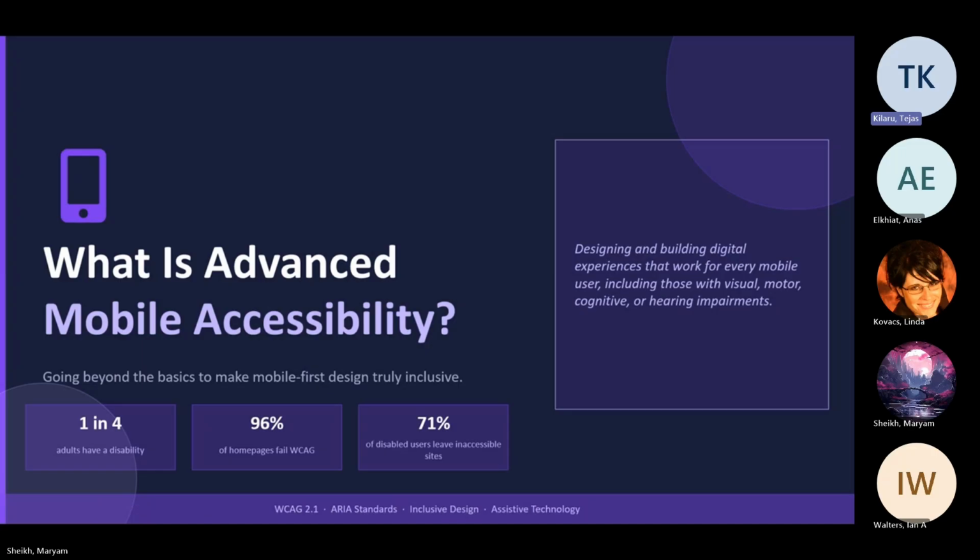Advanced mobile accessibility is about making sure your app or website works for every user on a mobile device, not just the majority of people. Around 1 in 4 adults live with some form of disability, and mobile is often their primary way of accessing the web. Despite this, the vast majority of websites still fail basic accessibility standards.